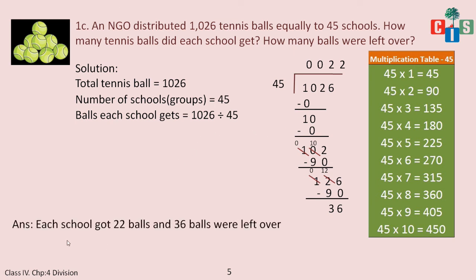Fine. So I'll have my answer statement. Each school got 22 balls and 36 balls were left over. As I told you, students, it's written how many balls were left over. From this itself we can guess that this is a sum of division with a remainder. The remainder will be there.